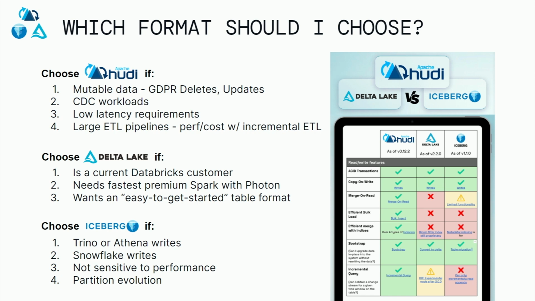Each of the formats has its own unique specifications. Hudi can be really good with mutable data and faster ingestion. Iceberg can be good on the read side. Delta works really well with the overall Databricks ecosystem and Spark.